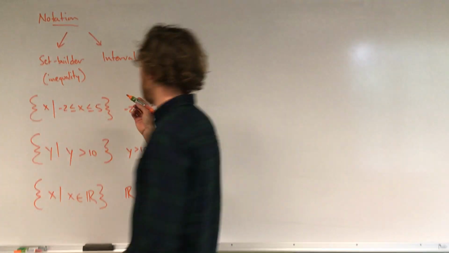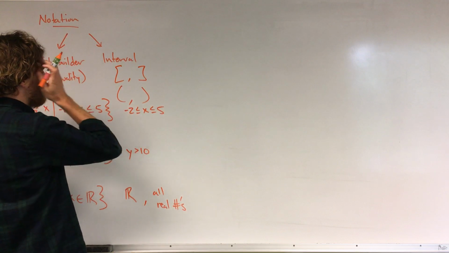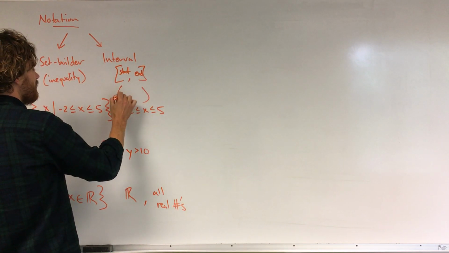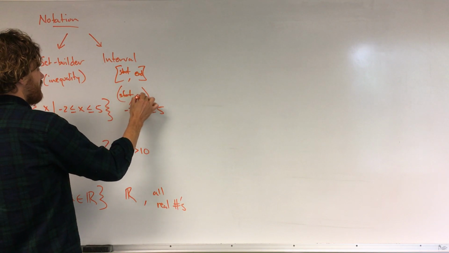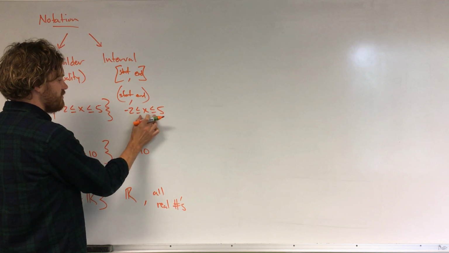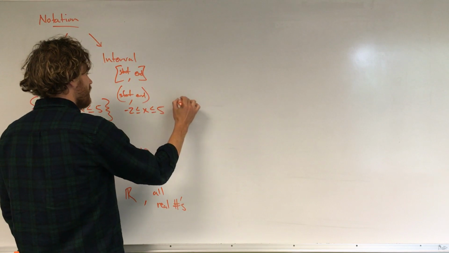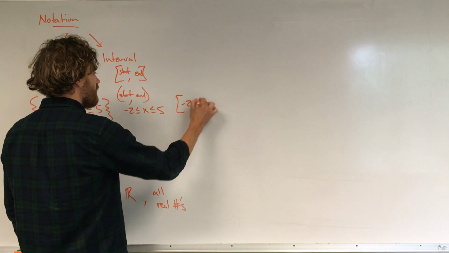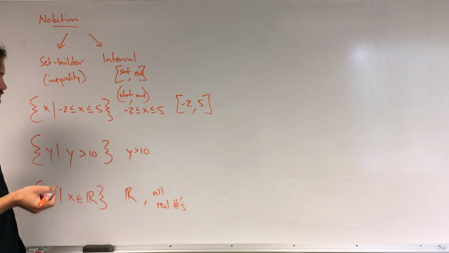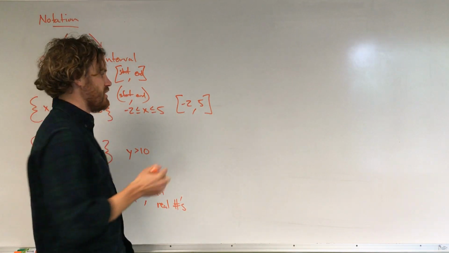Now, interval notation uses brackets and parentheses. And it basically gives you your start number and your end, and that's it. So here we would use brackets because it's less than or equal to. And so we would write this as bracket -2, 5, bracket. Okay? It does not tell us that it's domain, so we have to know that it's domain because there's no x in here.